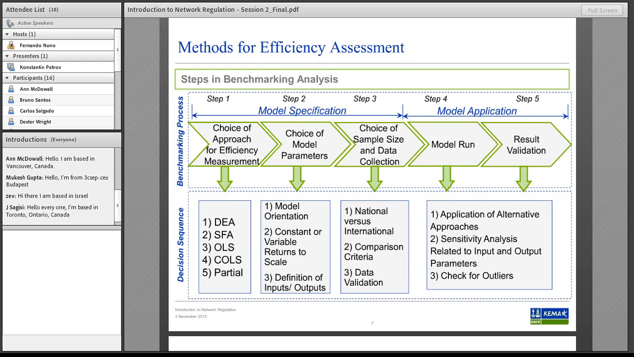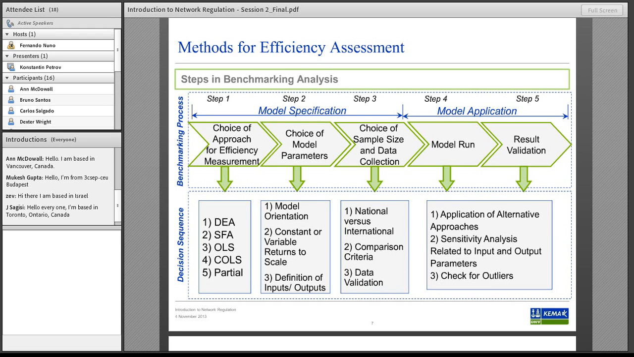And what you see are the abbreviations. I'll try to list them shortly now, starting again from number 4, which means corrected ordinary least square. Number 3 is ordinary least square. Number 2 is stochastic frontier. And number 1 is data envelopment analysis. I'll come in a minute to these different types of techniques.